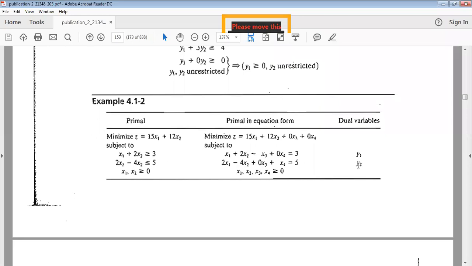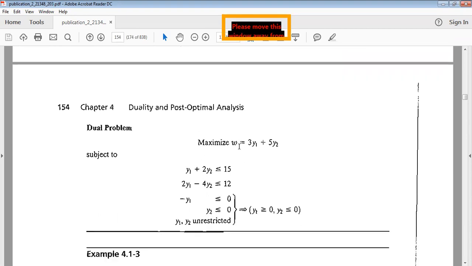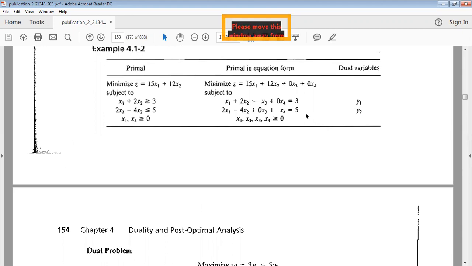So he has the dual variables. This entire thing is going to be treated as y1, and this entire thing is going to be treated as y2. Therefore, 3y1. So this is minimization, and the problem is the dual of this. If it is minimization, the dual is going to be maximization. Maximize w is equal to 3y1 plus 5y2.